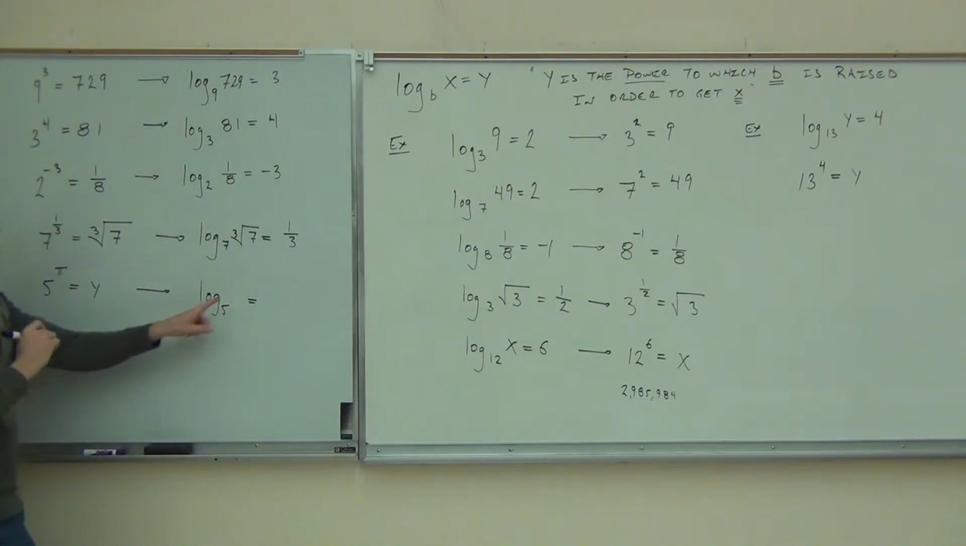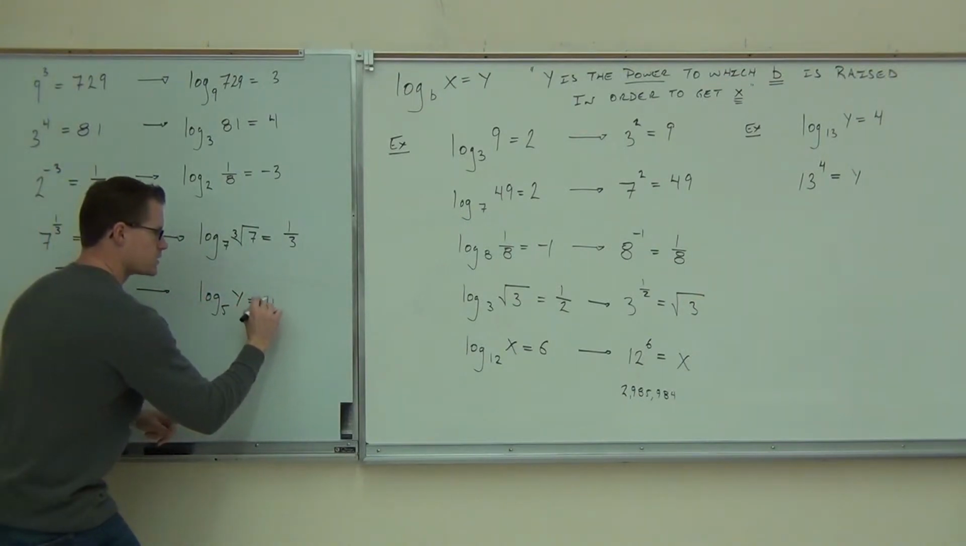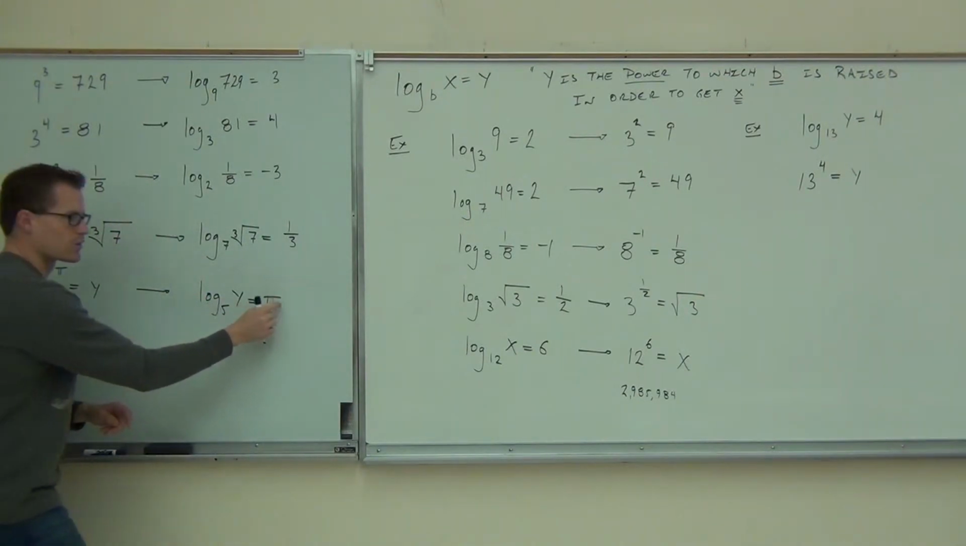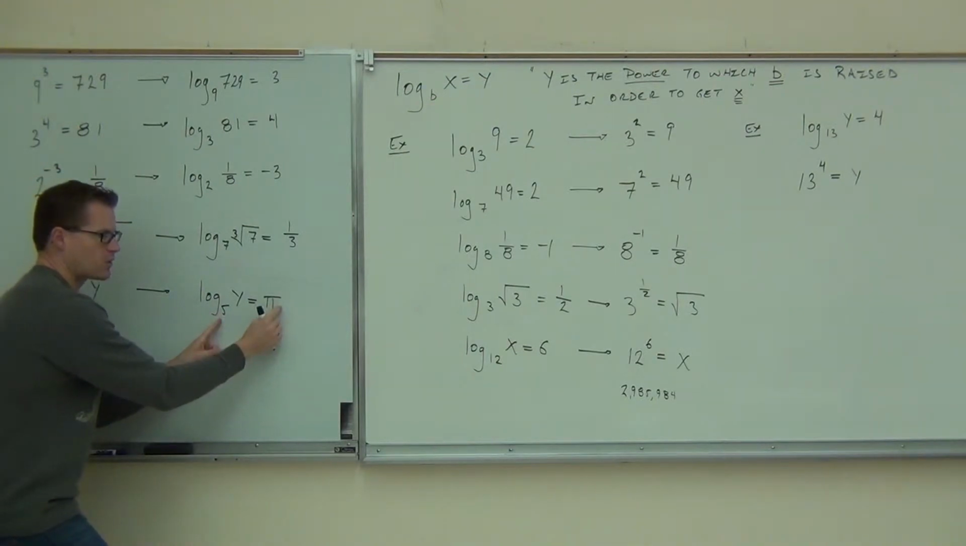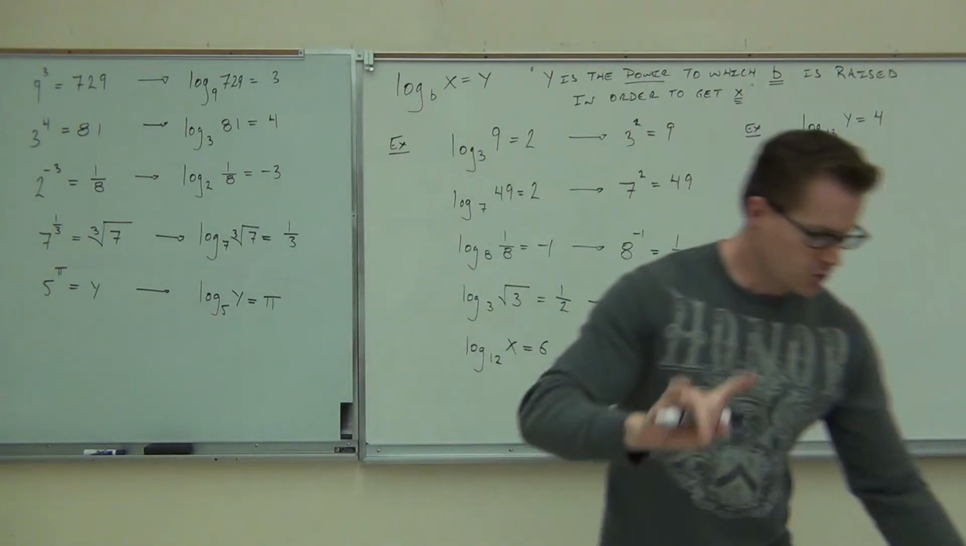What's going to go right here for me? The y. And over here? Good, because you're just making a base go here, a power go here, and what the base to the power equals goes right there. It's a different way to write your exponential. Okay, try 2 of these on your own.